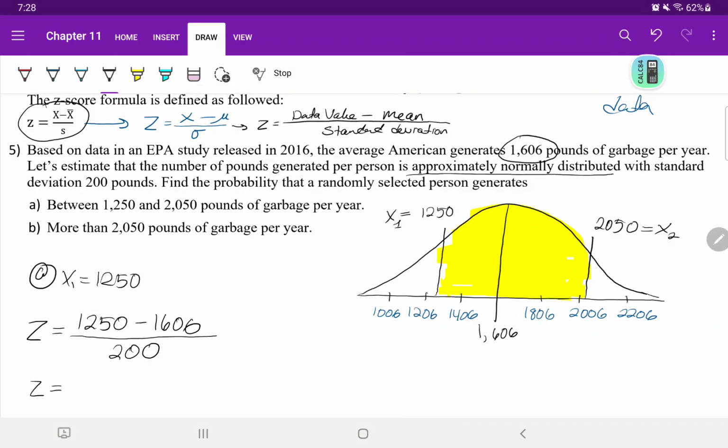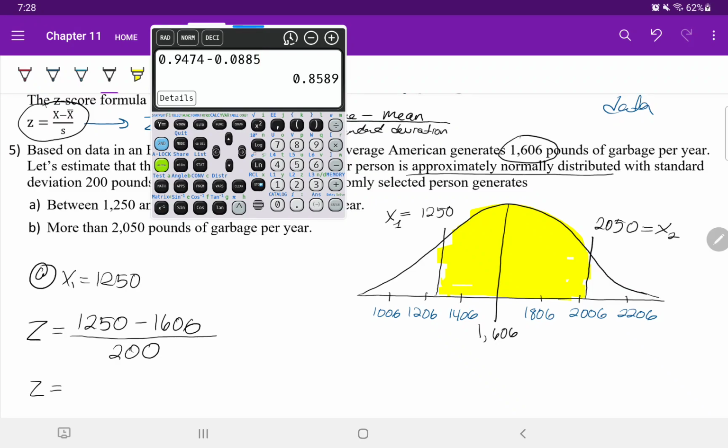So let's subtract. 1,250 minus 1,606 equals negative 356. So negative 356 divided by 200. Let's divide that by 200. We get negative 1.78.